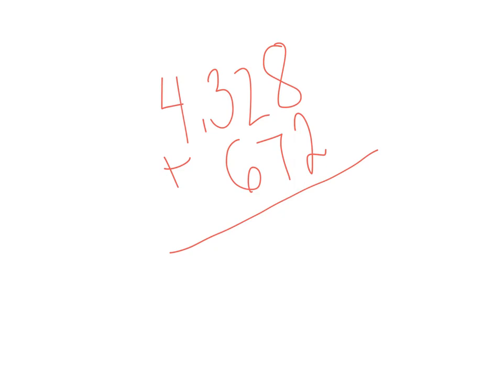So we have 4,328 Kit Kat bars that we ate, plus the 672, and that should give us our total of 5,000. We're hoping. So let's add and figure this out. 8 plus 2 is 10. But I can't put 10 ones in my ones place. So I put 0 ones, and we get a whole new 10. 10 goes here. Okay, great.